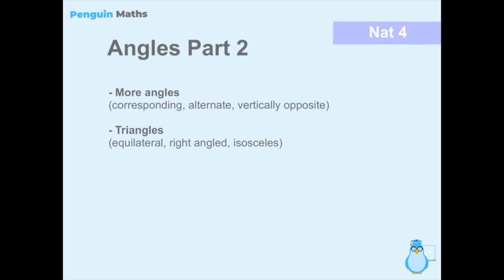Hi everyone and welcome to today's lesson where we will be looking at angles. In the previous lesson we touched on right angles, acute angles and obtuse angles, but in this lesson we'll be going into more detail on different types of angles including corresponding, alternate and vertically opposite angles. We will then have a look at how angles are made up within triangles, and in particular in this lesson we'll be having a look at equilateral triangles, right angled triangles and isosceles triangles, so stay tuned.